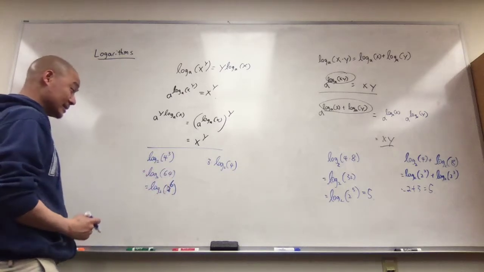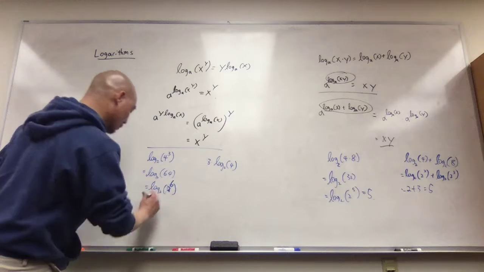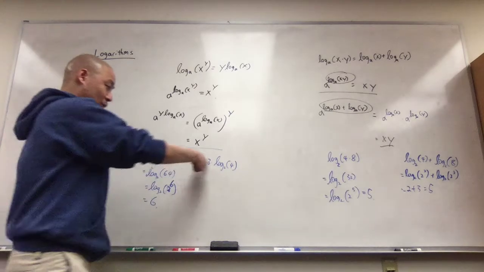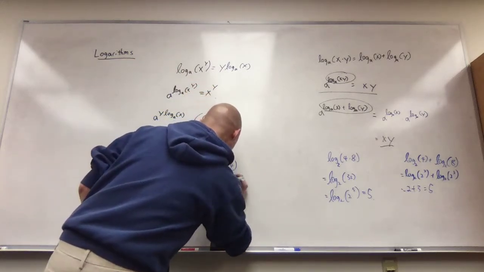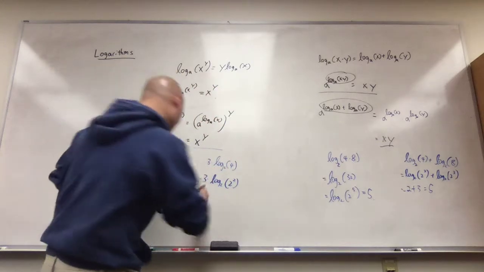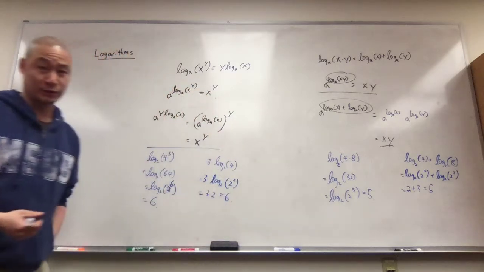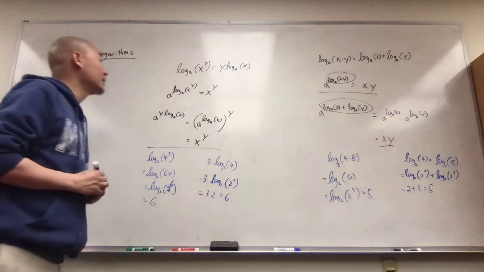And 2 to the 6, well, what power do I have to raise 2 to get 2 to the 6? That's just 6. Whereas here, 3 times log base 2 of 4 is the same as 3 times log base 2 of 2 squared, which gives me 3 times 2, which is also 6. So we can see that these things coincide.